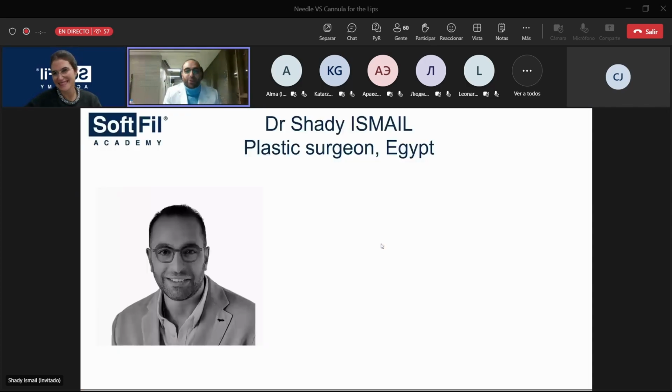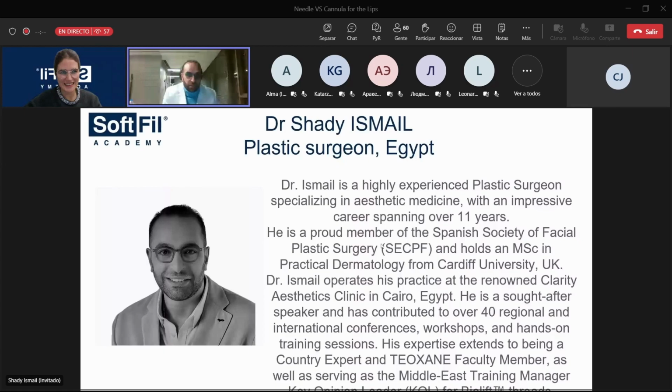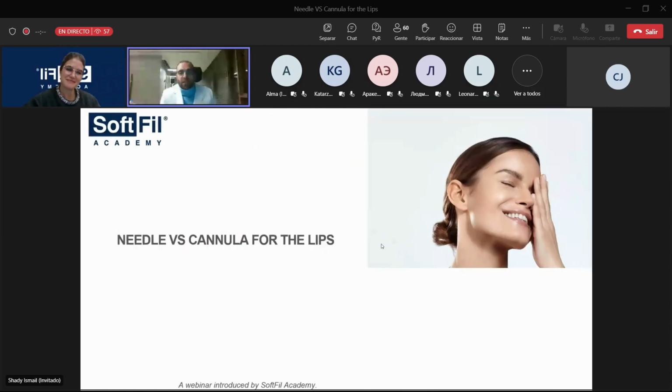So needle versus cannula, from Egypt and from the pyramids. I'm a plastic surgeon with over 13 years of experience in non-surgical procedures, and I'm owner and founder of Clarité Aesthetic Clinics in Egypt and in Dubai, and also I have a Cardiff University Master's in Clinical Dermatology. Needle versus cannula for the lips. So this is our main subject.